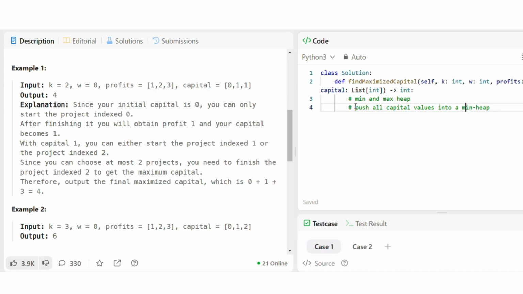Then we are going to select projects that can be invested in within the range of the current capital. Remember, Leetcode does not want to be in debt, so the projects have to be within their current capital.